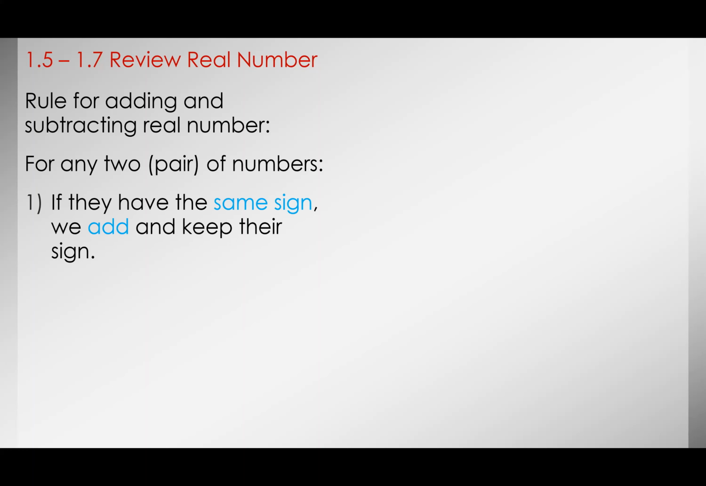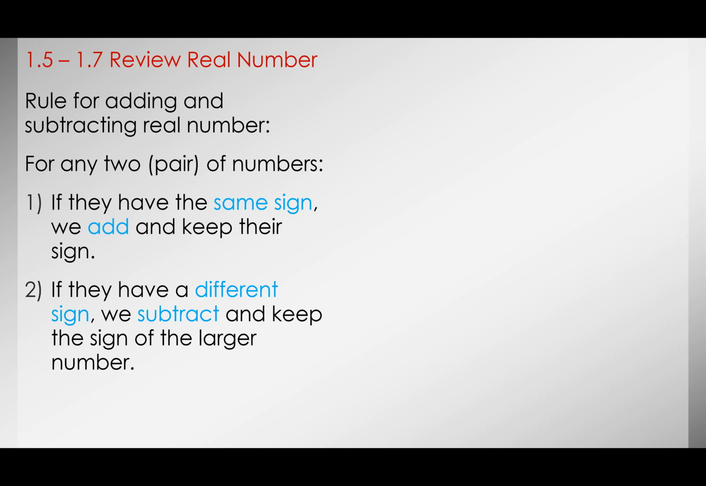When you add or combine real numbers, for any two numbers or a pair of numbers, if they have the same sign, all you need to do is add and keep the sign. If they have a different sign, then you subtract and keep the sign of the larger number, okay? I'm looking for the actual larger number, not just the value.